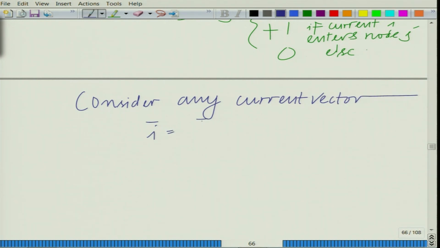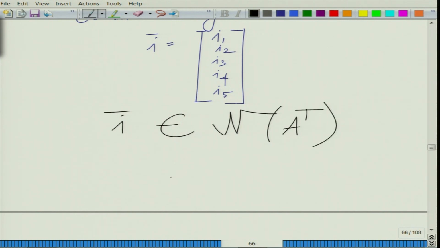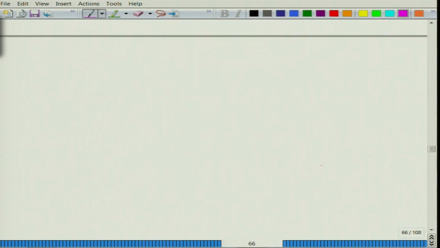Now, consider any current vector I bar equals I1, I2, I3, I4, I5. Then the property of the null space says that I bar belongs to the null space of A transpose, where A is the adjacency matrix for this circuit. So, any legitimate current vector of the circuit must belong to the null space of A transpose. Let us verify that.